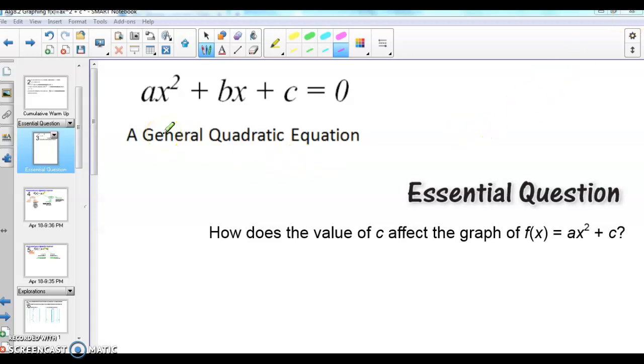In this chapter, we've been looking at general quadratic equations or functions which are of the form ax squared plus bx plus c. In the previous lesson, we talked about how to graph functions that are of the form ax squared. This time, we will try to answer the question, how does the value of c affect the graph of f of x is equal to ax squared plus c? So again, we will look at quadratic functions that are binomials, and they are of the form ax squared plus c.